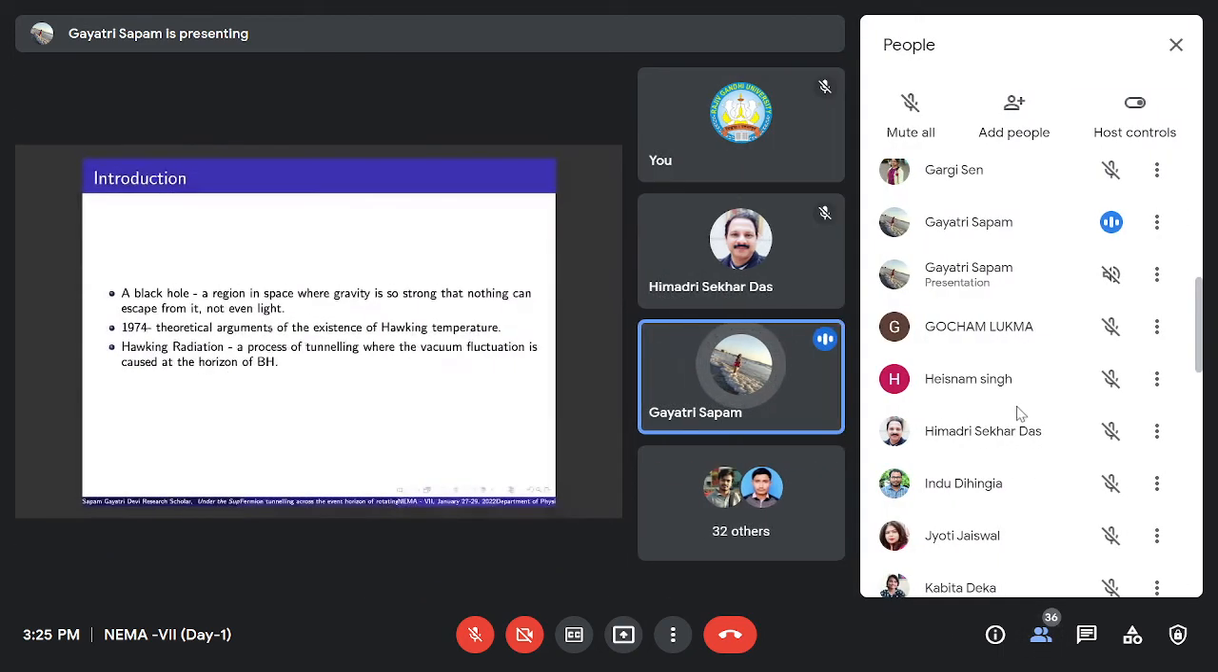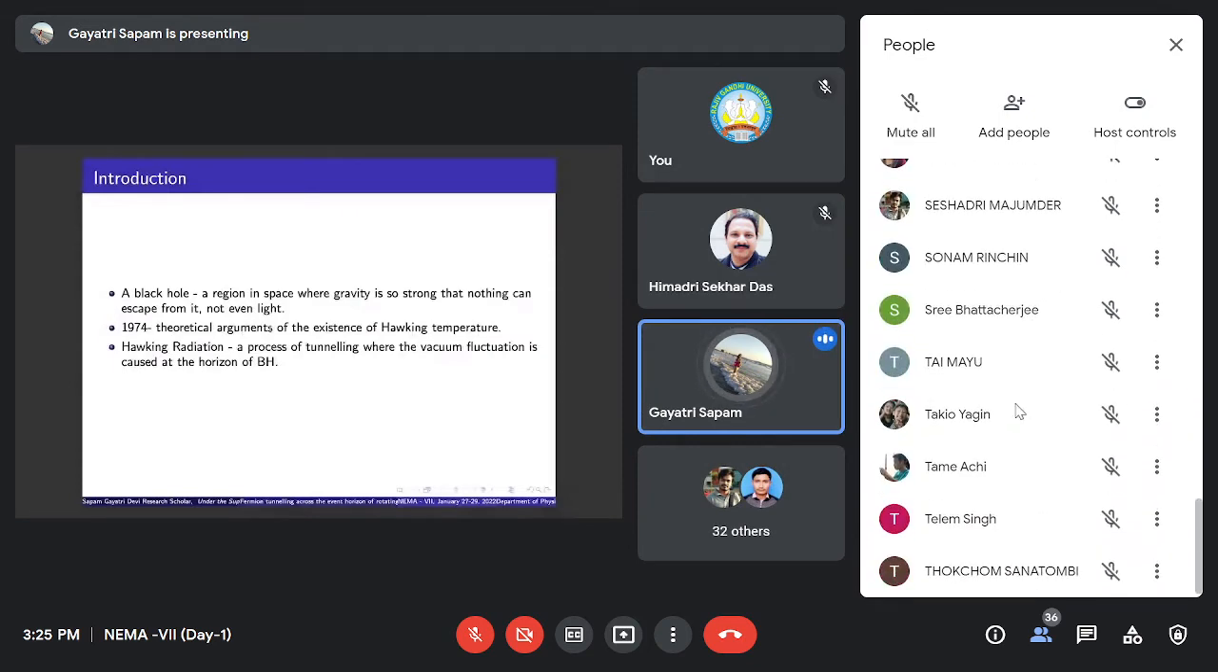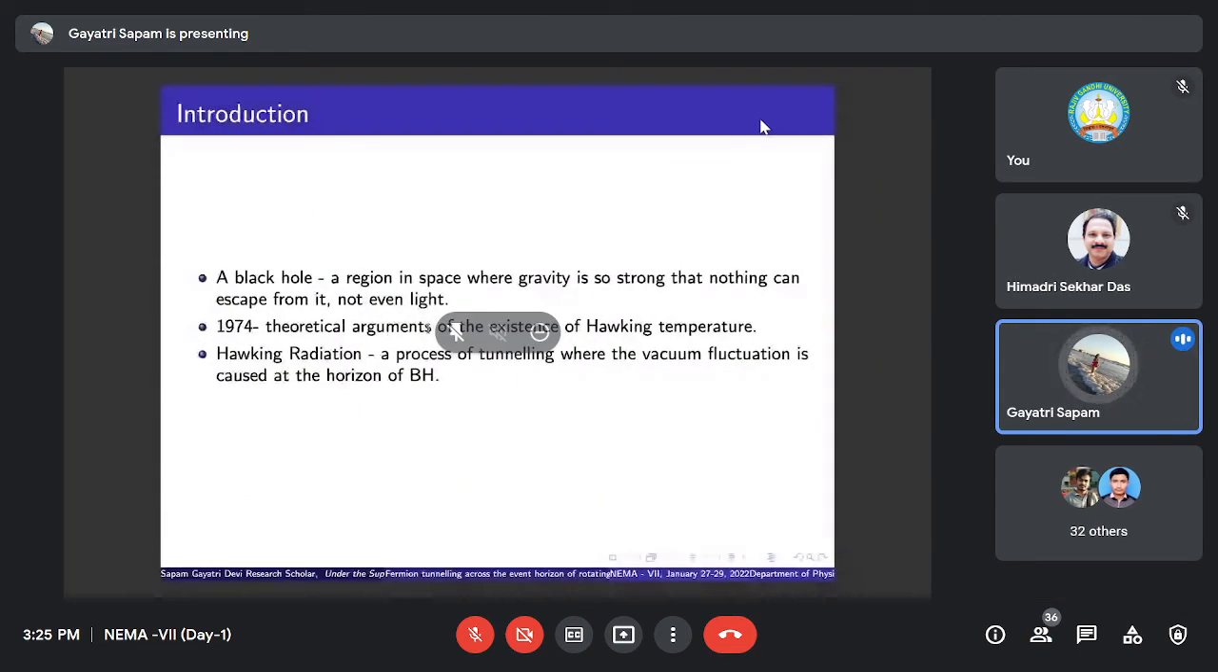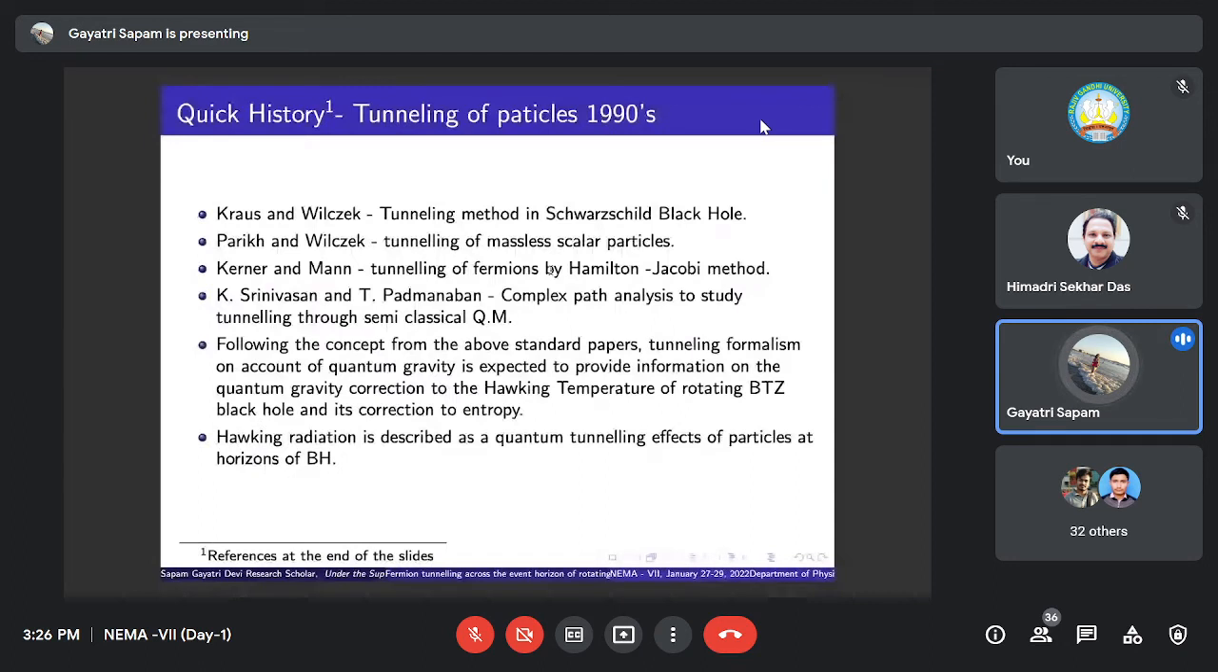Many scientists and renowned professors have worked to find the Hawking radiation for different black hole systems. For example, I've just listed down a few of them. Parikh, Wilczek, Kraus, Wilczek, and others all studied the tunneling method for finding the Hawking temperature for different black hole systems. One of the methods used here is the semi-classical tunneling method, which was proposed by Srinivasan and Padmanabhan. It gives a very simplified and conceptual understanding of black hole radiation as tunneling of particles across the black hole event horizon.